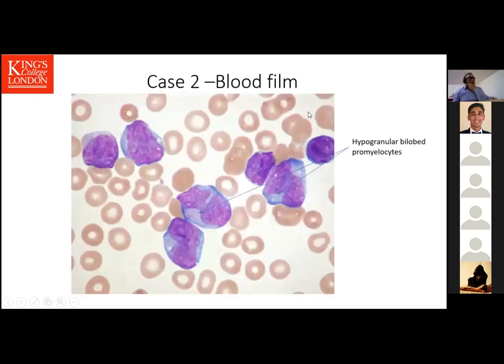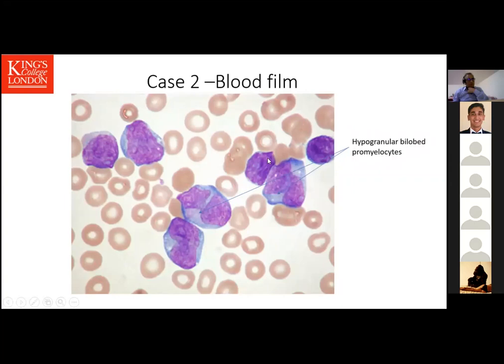So on the blood film, that's what we saw. We saw that this patient has got rather abnormal cells. They are bilobed. They have granules, but they are concentrated on one side, and the rest of the cells are not even granular, so they are hypogranular. So they are called hypogranular bilobed promyelocytes.